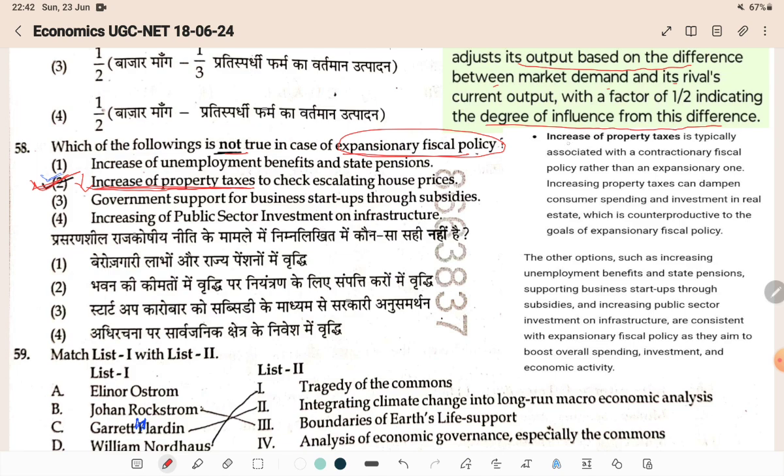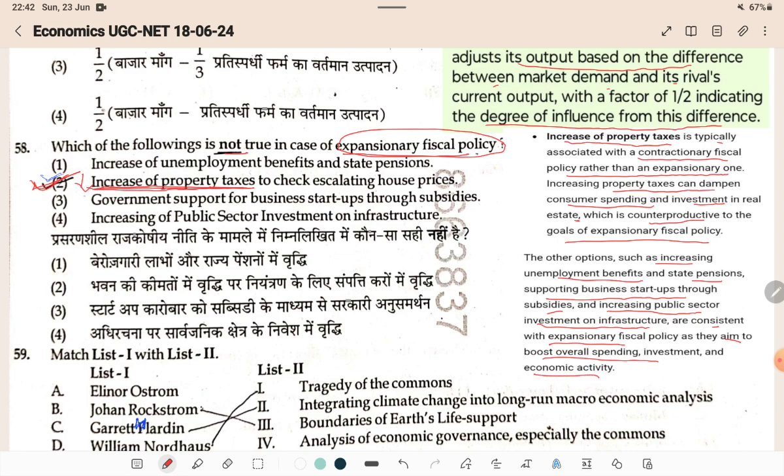Here we can see increase of property taxes is typically associated with a contractionary fiscal policy rather than an expansionary one. Increasing property tax can dampen consumer spending and investment in real estate, which is counterproductive to the goals of expansionary fiscal policy. The other options, such as increasing unemployment benefits and state pensions, supporting business startups through subsidies, and increasing public sector investment on infrastructure, are consistent with expansionary fiscal policy, as they aim to boost overall spending, investment, and economic activity.